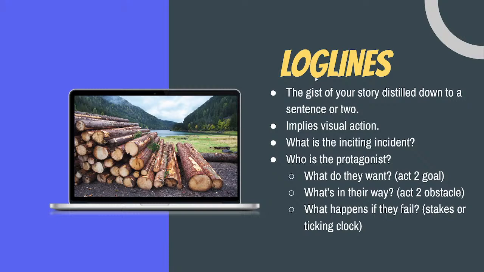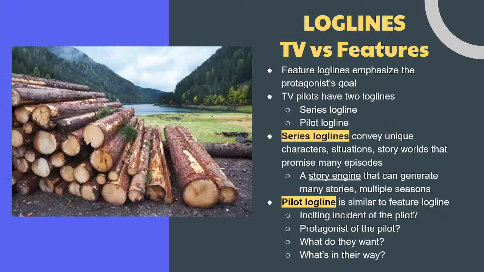A logline is going to imply visual action, so it shouldn't feel like a story about people sitting around thinking about stuff or discussing stuff, talking about stuff. It's people doing things. We want to get a good idea of what the inciting incident is, who the main character is, what they want, what's in their way, and what happens if they fail. Motivation, stakes, and urgency. So here are these 2 different types, and let's look at the differences.